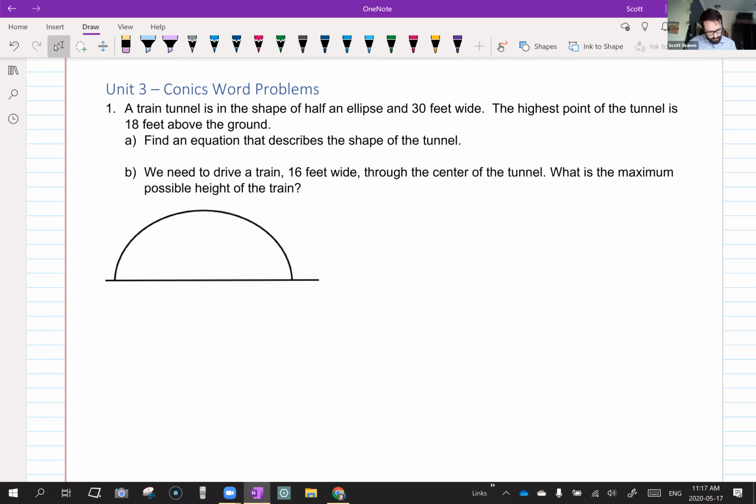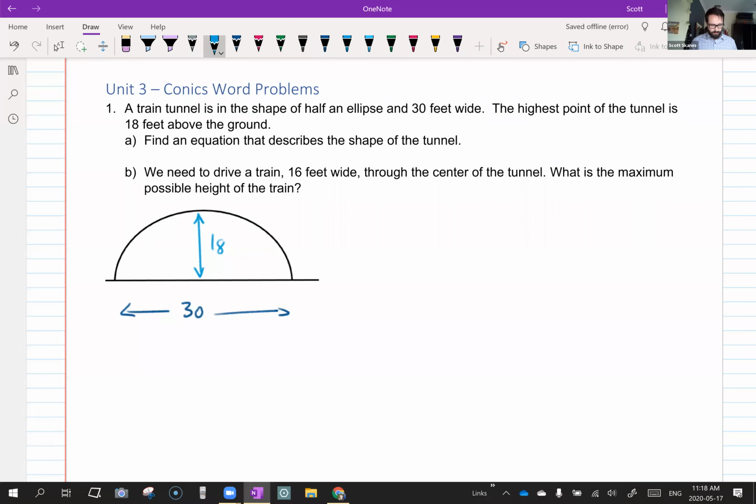Okay, a train tunnel is in the shape of half an ellipse and 30 feet wide. All right, let's see what we have here. We have 30 feet. This is 30 feet wide, and the highest point of the tunnel is 18 feet above the ground. So this distance is 8 feet. And the question is, first of all, find an equation that describes the shape of the tunnel.